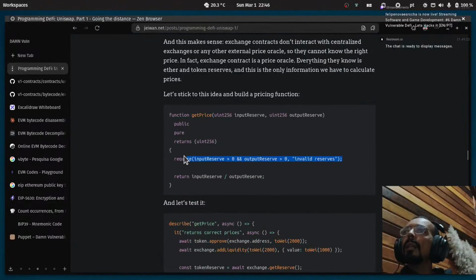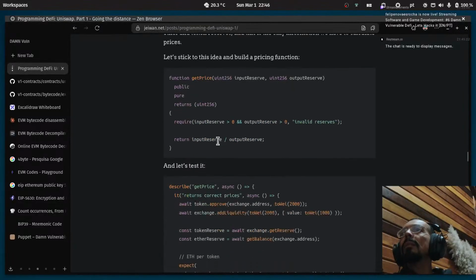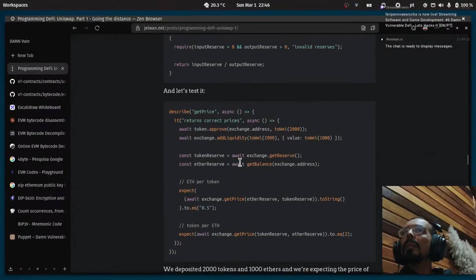So check the reserves, and then divide. And then let's test this. They're going to test Ethereum per token. So let's see here. They approve 2000 wei in tokens, and add liquidity of these 2000 tokens with 1000 Ethereum. So we have more tokens than Ethereum. That should be 2 times, right?